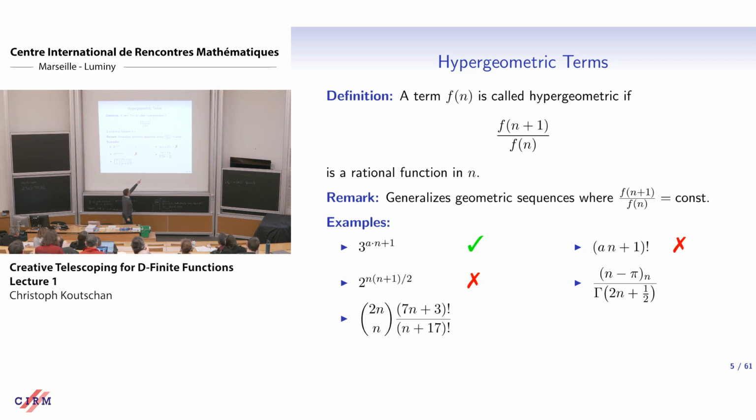Here, pi looks suspicious, of course. That's maybe why nobody crossed it. But if you shift n to n plus 1, the pi doesn't really hurt. The whole thing shifts a bit, and the gamma function is also fine. So this one is hypergeometric. And the last one, we have a binomial coefficient and factorials with integer coefficients, so no problem. Also, this is hypergeometric. Okay, good. So we have clarified this.